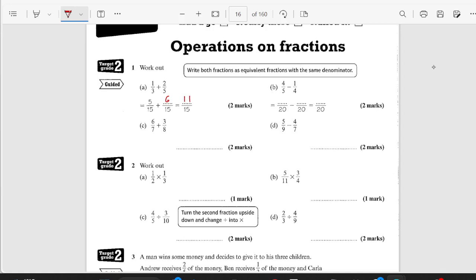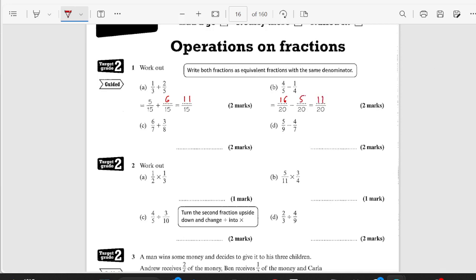For part B, and again, we've got a guide here. So we need to put them over the same denominator, which is going to be 20. To do that, we would need to times the first fraction by 4, so the top number is going to become 16. And the second fraction we've multiplied by 5, so the numerator will be 5. And then 16 take away 5 is going to be 11 over 20.